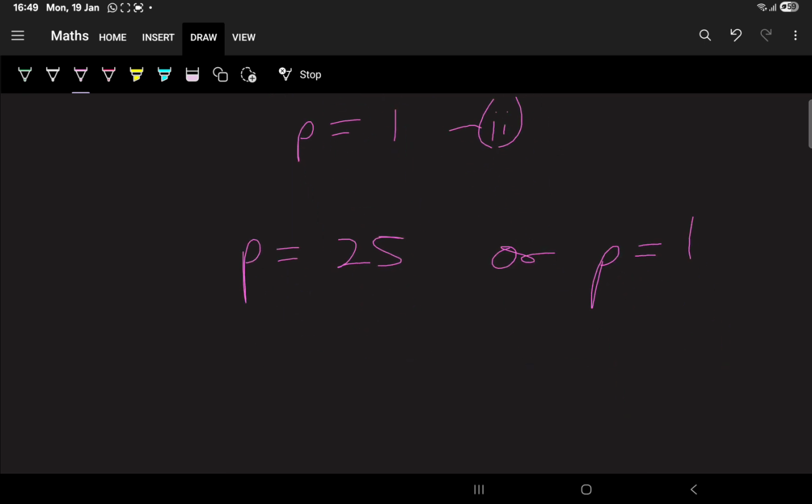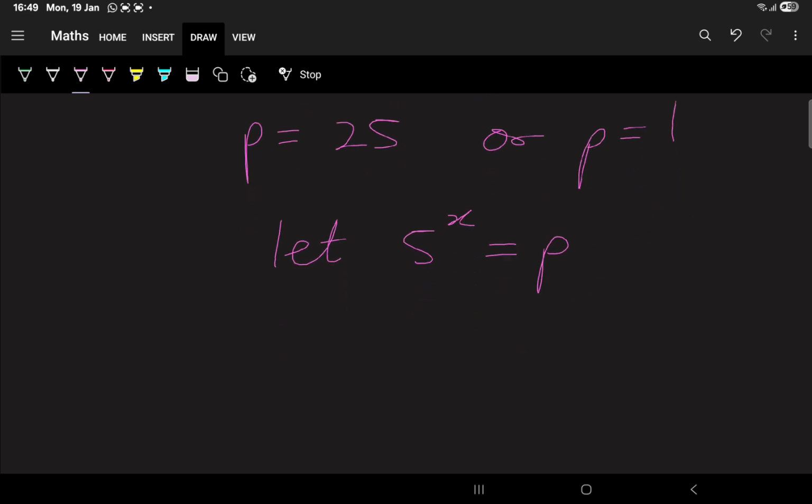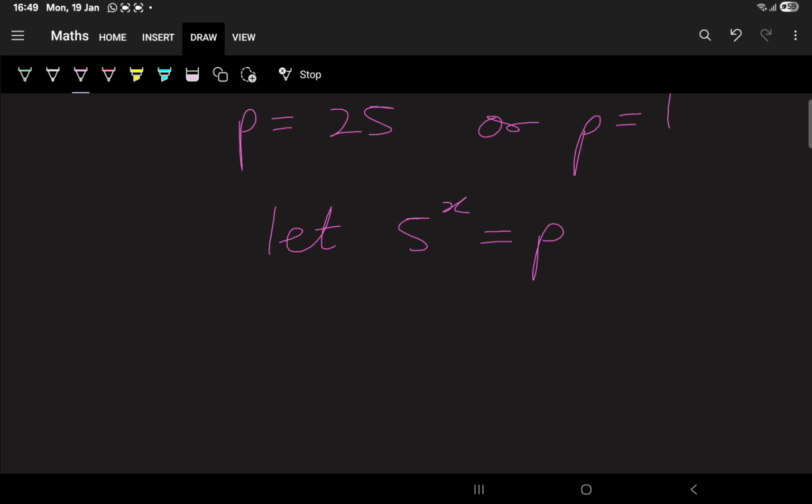Now, remember earlier on we said let 5 to the power x equal p. I need you to recollect that because we are going to use it here. So now I'm going to put back 5 raised to the power of x in place of p. So 5 raised to the power of x equals 25, or 5 raised to the power of x equals 1.